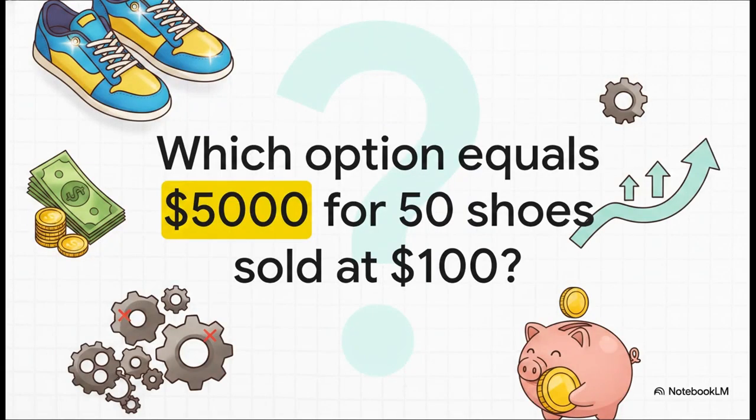Let's actually test this with a real-world scenario to see if you can identify the metrics. Imagine you're running a shoe business. You sell 50 pairs of shoes. Your variable costs are $5 per pair, your fixed costs are $100, and customers pay a price of $100 per pair. So, which of these four options equals exactly $5,000? Is it A, average revenue, B, total costs, C, profit, or D, total revenue? Take a second and think about the formulas we just went over.